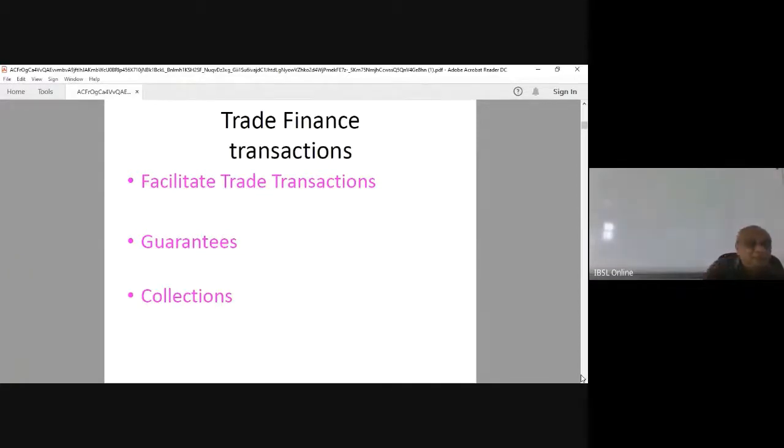Right. Now, when you take trade finance transactions, there are so many areas generating treasury operations. One is to facilitate trade transactions, import and exports, right? Other parties, the guarantees.